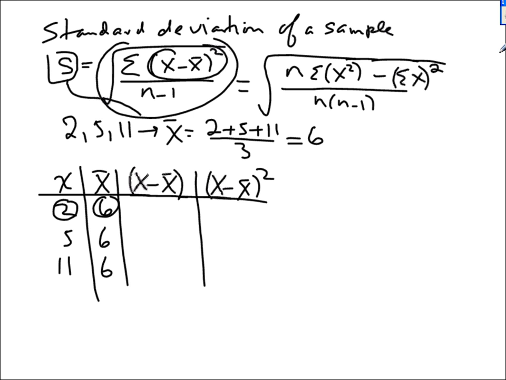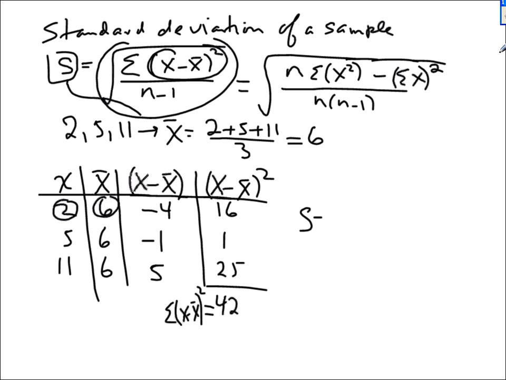X minus x bar. 2 minus 6. 5 minus 6. 11 minus 6. Now I square these numbers. 16, 1, 25. And I add them up. I get 42. That's the summation of x minus x bar squared. That's a long way in finding the standard deviation, which is the square root of the summation of x minus x bar squared divided by n minus 1.